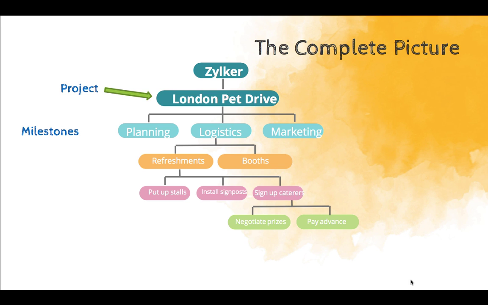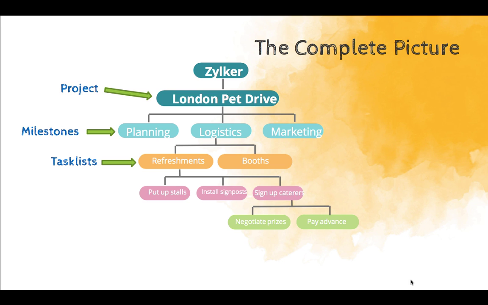So, here the milestones that we have are planning, logistics, and marketing. And it means that these stages must be completed before reaching the final goal or objective. And under each of the milestones, you have a bunch of related tasks called the task list. Refreshments and booths are two task lists in this project under the logistics milestone.